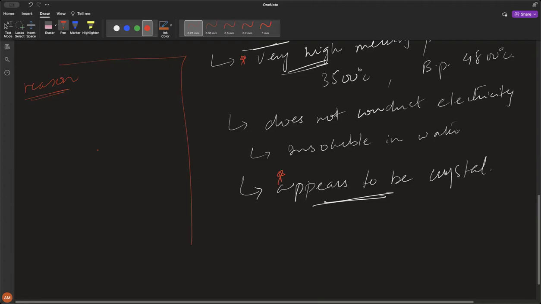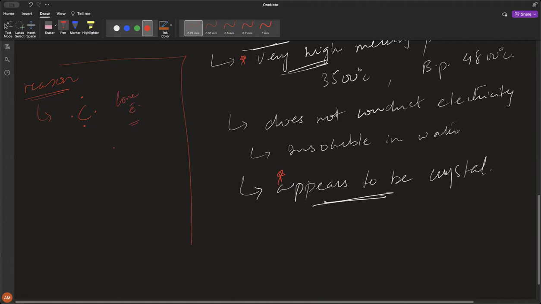The reason behind it becoming a giant covalent structure rather than a simple covalent compound: because it has covalent bonding, then why does it have different properties from the normal covalent compounds? The reason is because carbon actually has four electrons in its outermost shell, and all four of them are what?